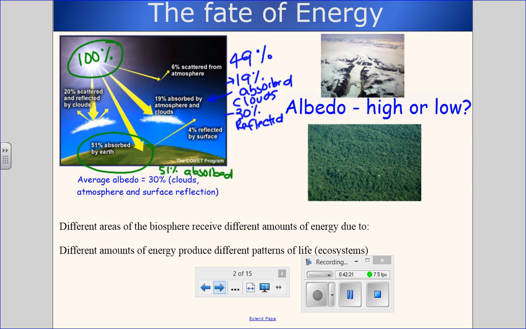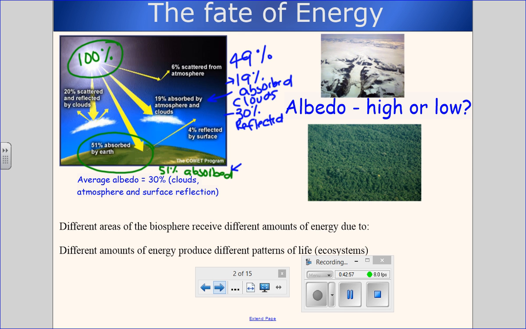But if I were to ask you what happens to the sun's energy, I would expect you to know that about half is absorbed at the surface. Of the other half, 19, we could even round it to 20, and I would be okay with that. Percent is absorbed by clouds, so it doesn't actually get to the surface. And the other 30% is reflected. And we're going to focus on the 30% that is reflected.